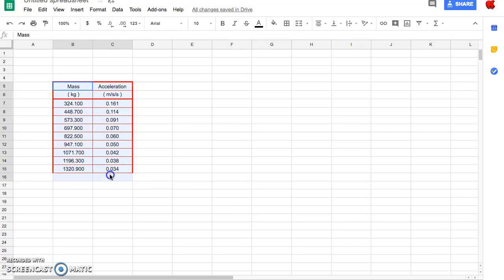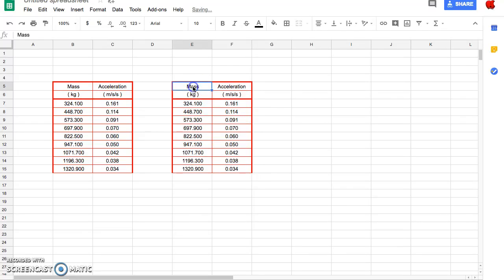So I'm going to copy my data and paste it over here. And instead of the mass, what I want to try is 1 over the mass, which will be in 1 over kilograms. The way I find that is I write a formula. I say this cell equals 1 divided by this cell over here. So here's my formula, 1 divided by B7 in this case. That takes 1 over the mass. I can copy my formula down by grabbing this little thing in the corner and dragging it down. So now I have 1 over the mass and the acceleration.